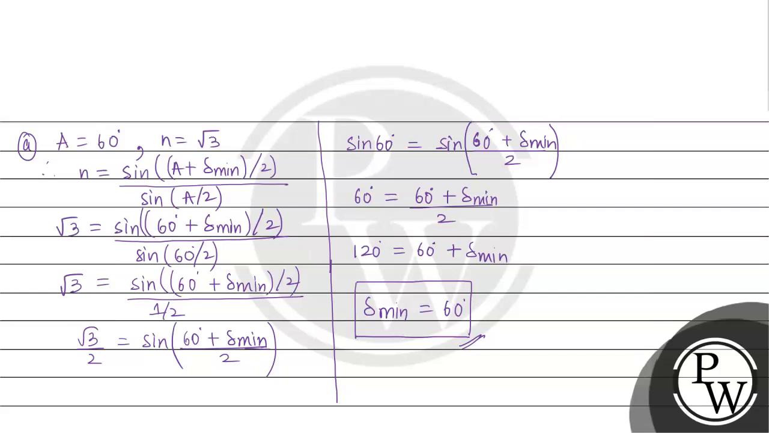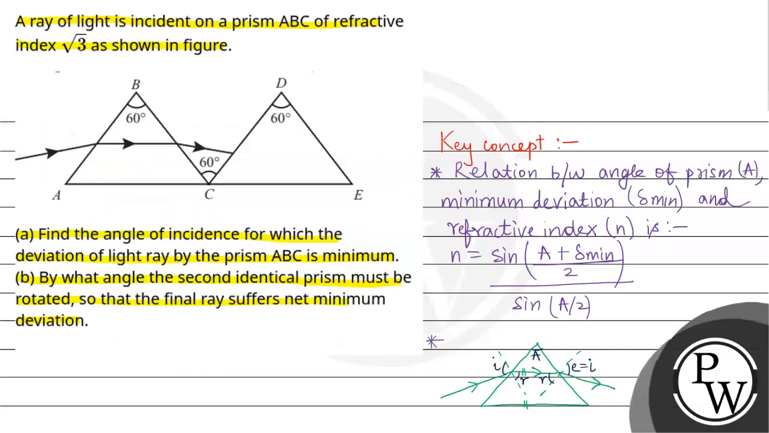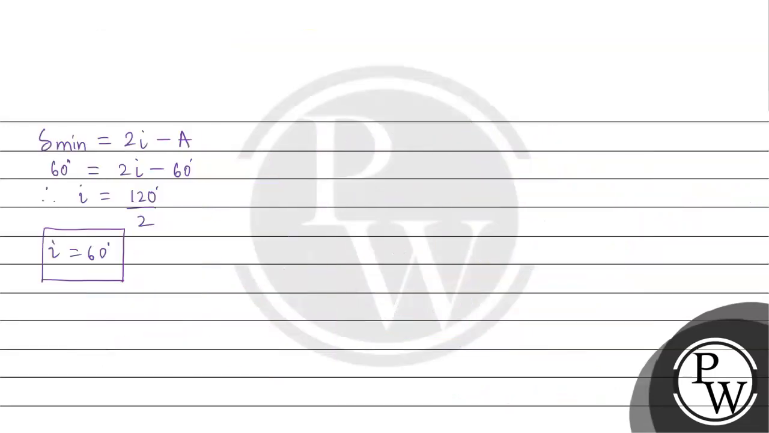Now at the time of minimum deviation we have one formula that delta min is equal to 2I minus A. Now delta min is 60 degree. We have to find I. A is 60 degree. So here therefore I is equal to 60 plus 60, 120, by 2. So I becomes 60 degree. So this is the required angle of incidence for which we have the minimum deviation. This is the answer for the first part, that is 60 degree.